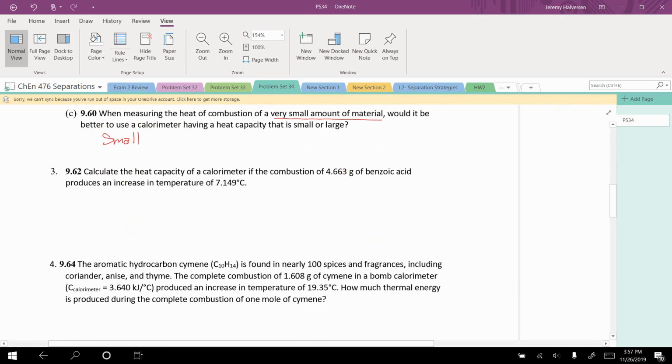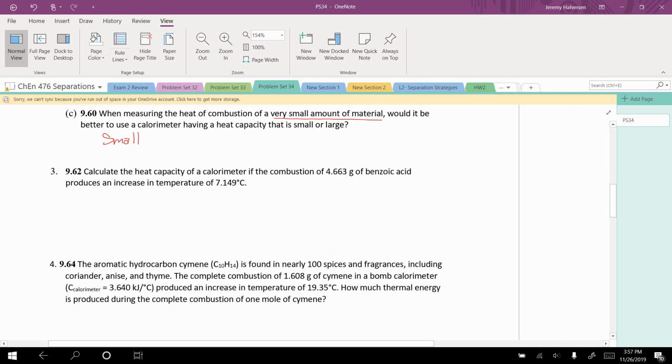All right, so now let's do some calculations. Calculate the heat capacity of a calorimeter if the combustion of 4.663 grams of benzoic acid produces an increase in temperature of 4.179 degrees Celsius. This seems like they don't give us very much information, right? Remember, there's some information that on homework, they just expect you to look up. On a test, you'd have to be given a little bit more information than this. But let's just set up the problem and see what we need.